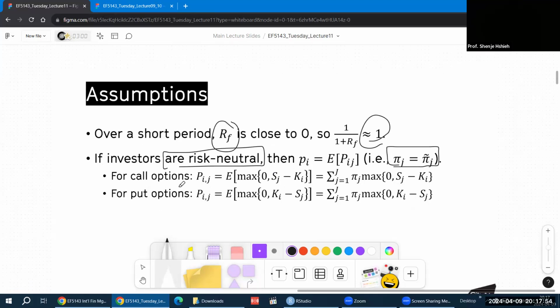So the payoff, for each asset I, it's just the average, right? Just the average of the payoff, the max function, and it's just the weights, right? The weighted max function now, given these assumptions. Assuming that RF is close to 0, assume investors are risk neutral, then we can just think about the price of the option as just the weights, pi, and the max function given the different states. And the different states are going to be defined based on the strike prices.